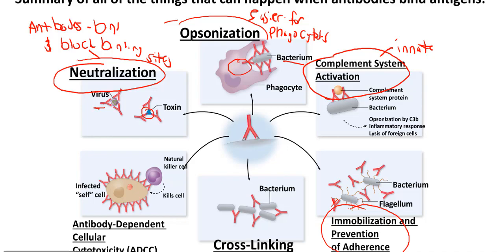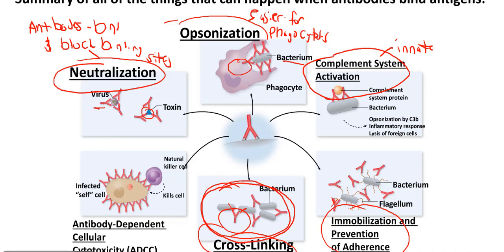Number 5 is called cross-linking. And this is where one antibody, such as this one, binds to 2 bacteria, or 2 epitopes from 2 different antigens at the same time. And this creates this giant antibody pathogen clump. And again, this is going to make it easier for phagocytes to come in and engulf maybe all of this big clump at once instead of just one pathogen at a time.